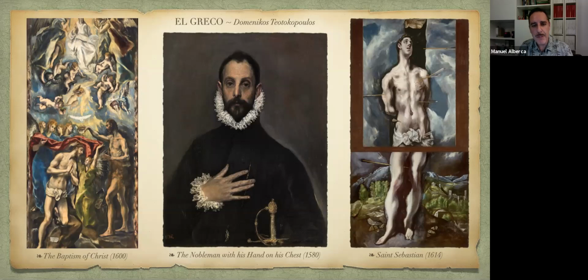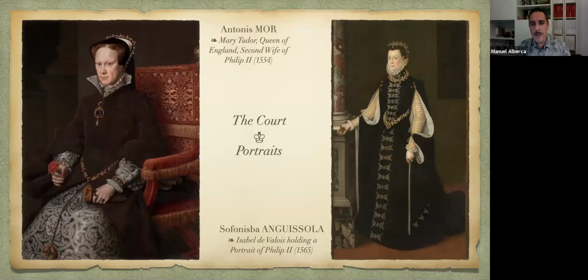Okay. So in this same room, we have some beautiful portraits, royal portraits. The most important one probably, and one of the most important from the museum, is this dedicated to Mary Tudor, Queen of England. But I want to tell you that she was also wife of Philip II, the second wife of Philip II. Okay?